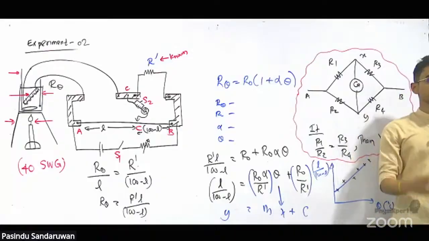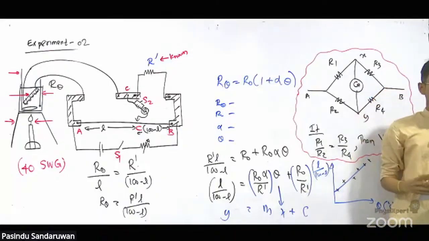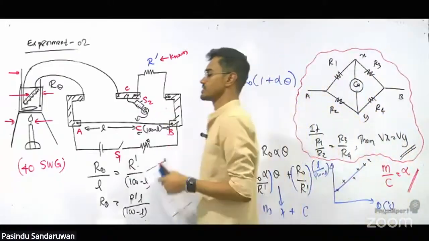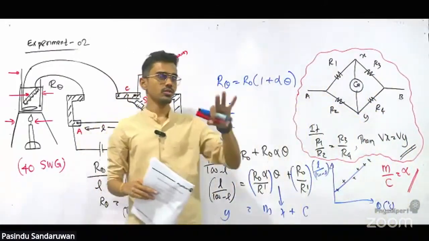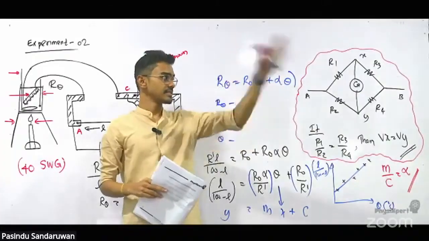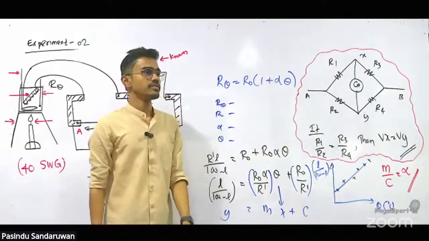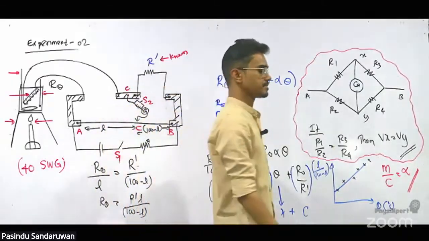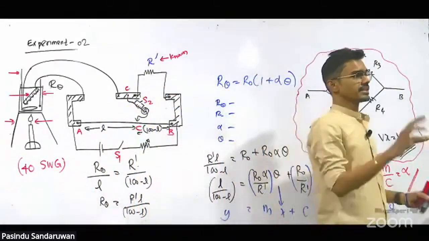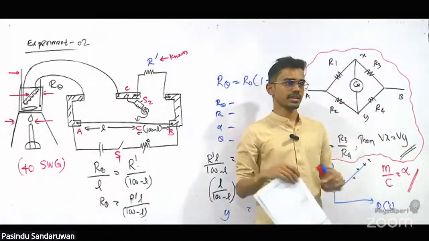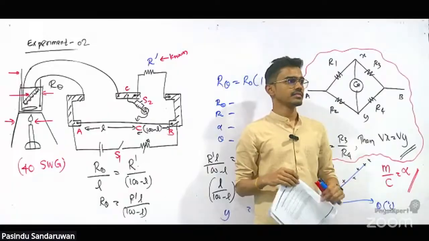Alpha: temperature coefficient of resistivity. That is also called the temperature coefficient of resistance, right? Resistivity and resistance are treated the same way here.